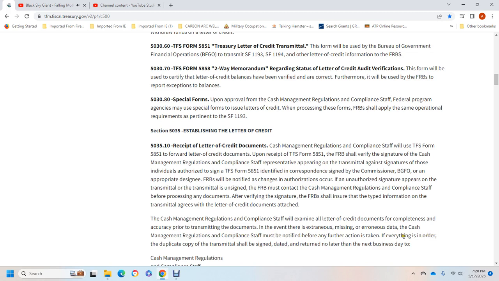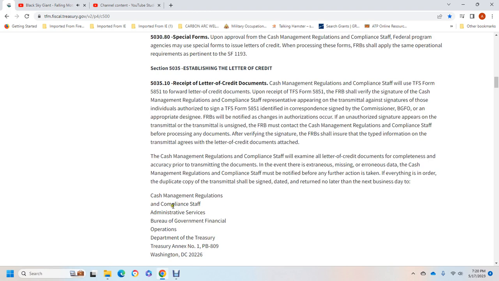If everything is in order, a duplicate copy of the transmittal should be signed, dated, and returned no later than the next business day to the Cash Management Regulation Compliance Administration, Bureau of Government Financial Operations, Department of Treasury, Treasury Annex number 1B809, Washington D.C.